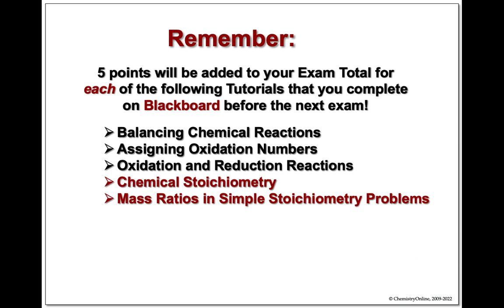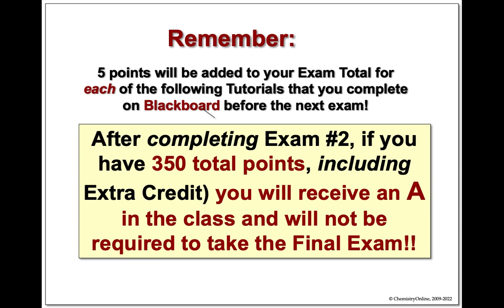Here are the tutorials we got for today. Chemical stoichiometry and mass ratios. We're up to 5. That's 25 points. 31 if you include the lab safety. All right, guys, I will see you back here, and we will do Chapter 7 next Monday. Remember the deal. 350 is your magic point to get an A and not have to take the final. Cool.